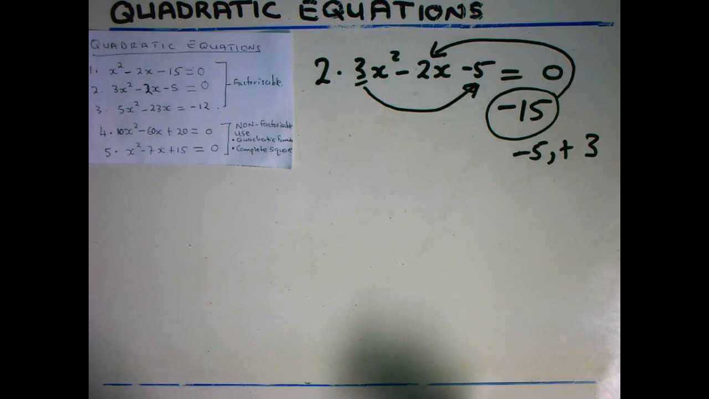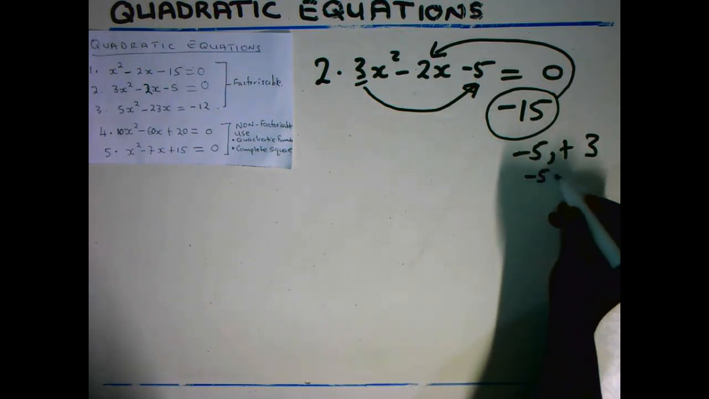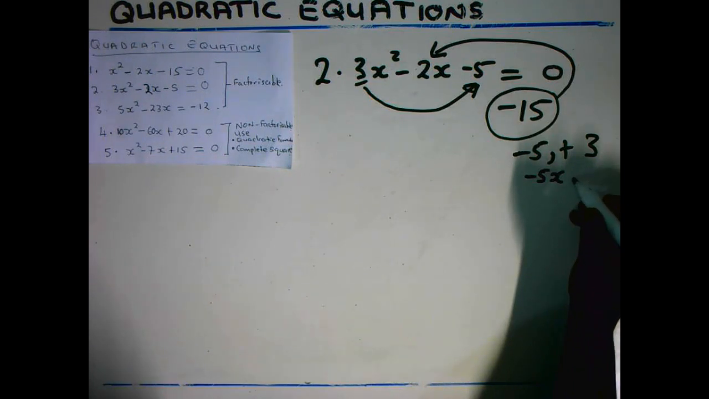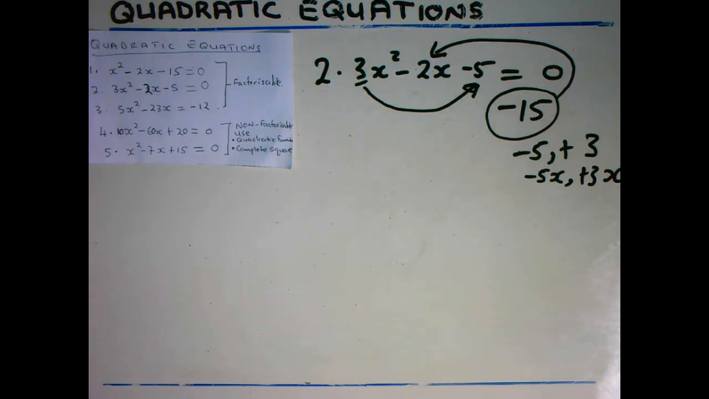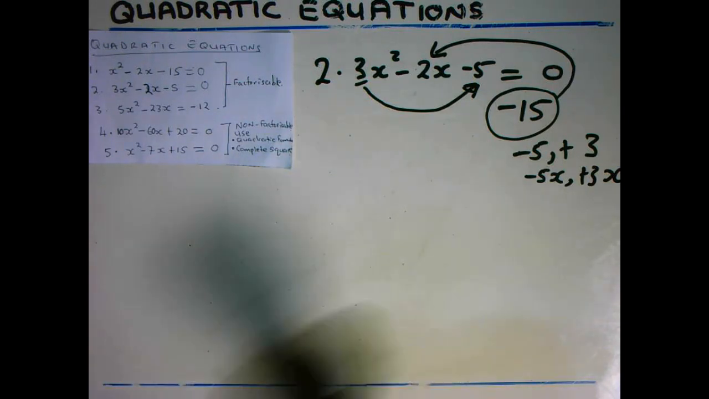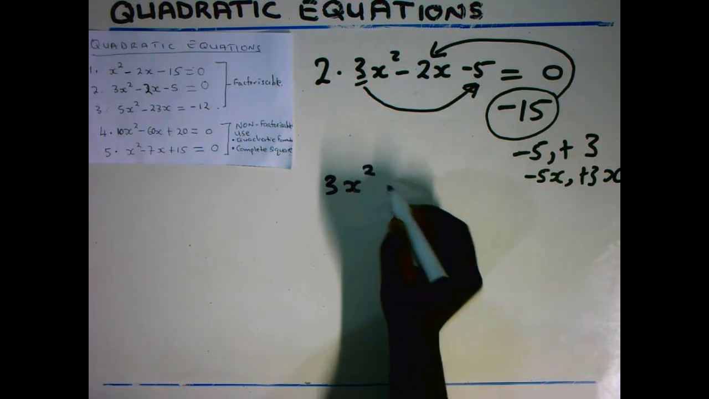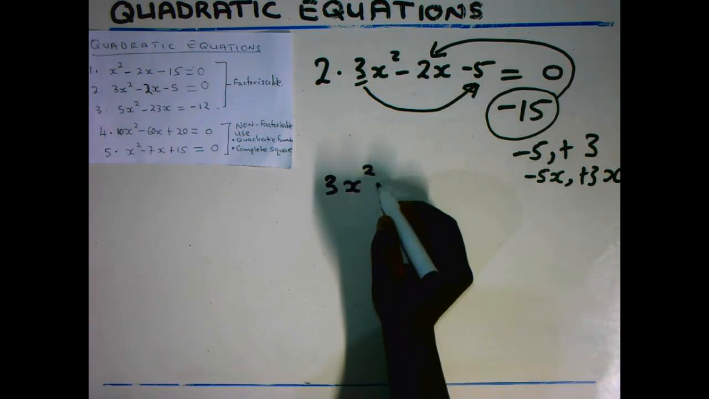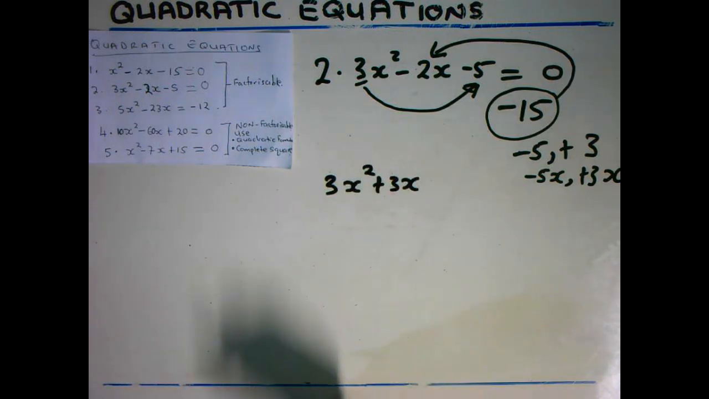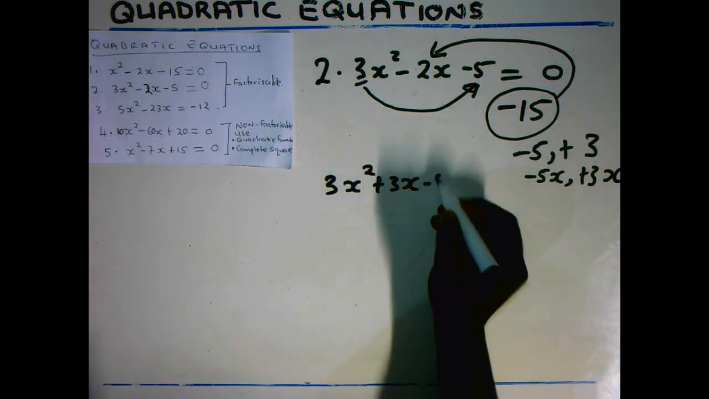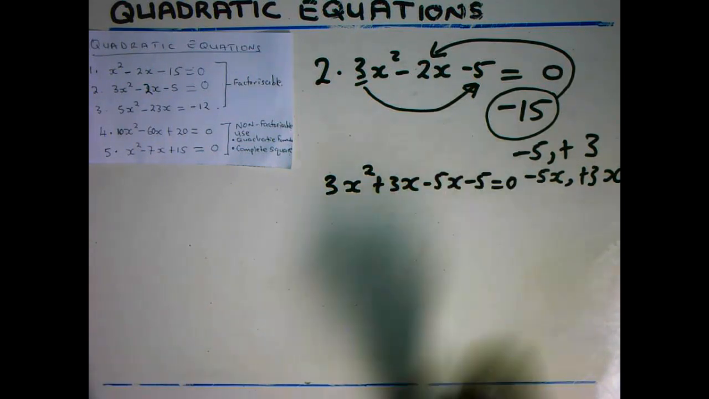Replace minus 2x by these factors. In other words, we are putting minus 5x and plus 3x. You see, that is the replacing that I mean, so that you have a 4-factor expression. So we'll have 3x squared plus 3x minus 5x minus 5 equal to 0.